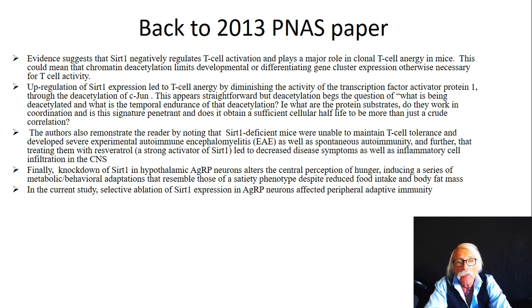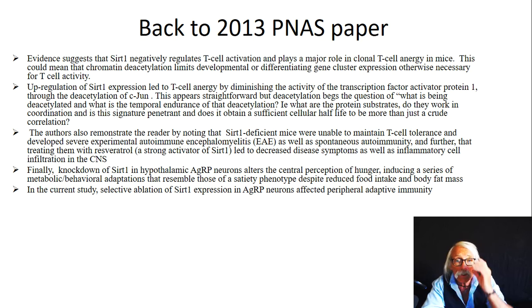The evidence suggests that SIRT1, that's the deacetylase, negatively regulates T cell activation, and it plays a major role in clonal T cell anergy in mice. Now, clonal means different T cell subtypes, and anergy means kind of like putting T cells offline. This could mean that chromatin deacetylation limits developmental or differentiating gene cluster expression otherwise necessary for T cell activity. That might be what SIRT1 is doing.